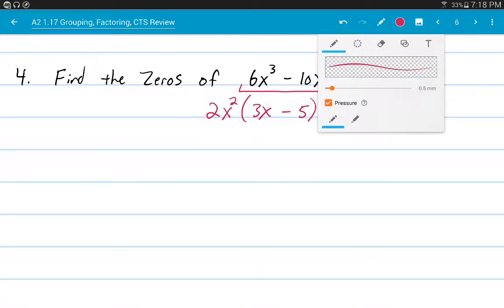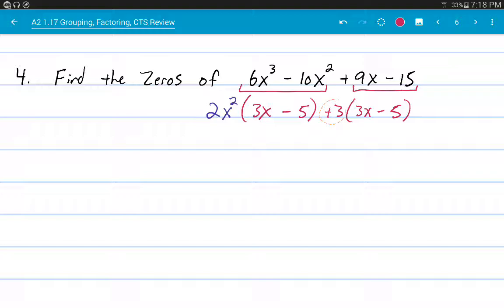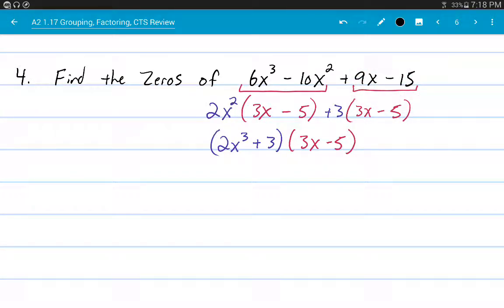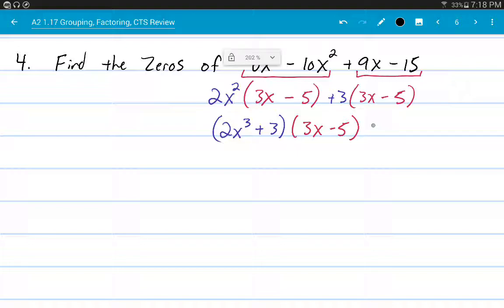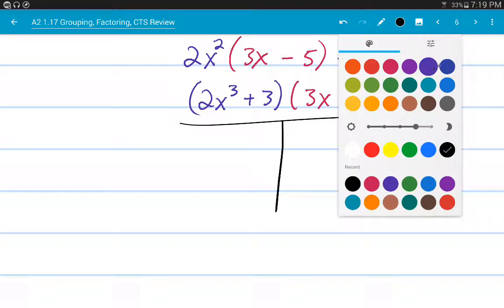Now I'm going to take my outside stuff and I'm going to combine them into one bubble of their own, one set of parentheses. So 2x squared plus 3. And then you'll see those duplicate 3x minus 5s that can become one bubble themselves, 3x minus 5. They want us to find the zeros, so this would be factored, but they want us to find the zeros. So we set it equal to 0, and we t-chart. We bring them both down and we solve them for x.